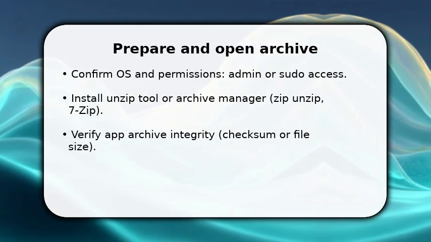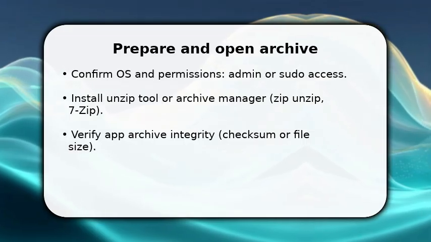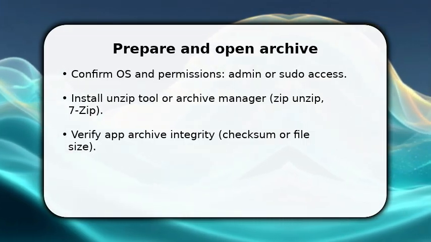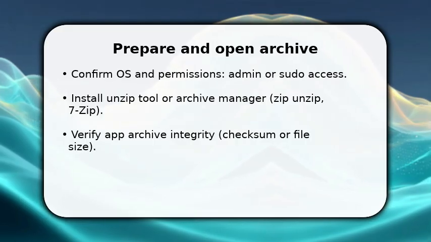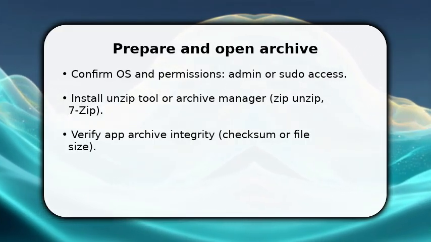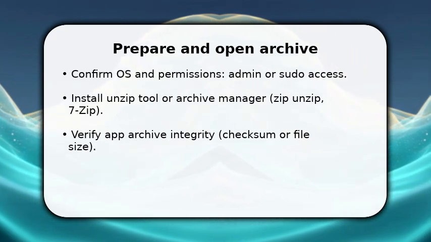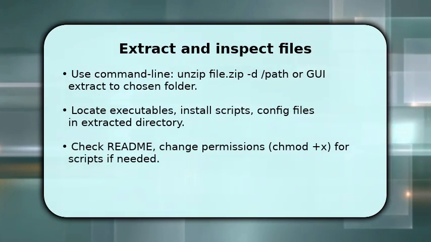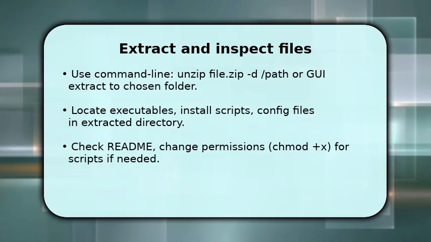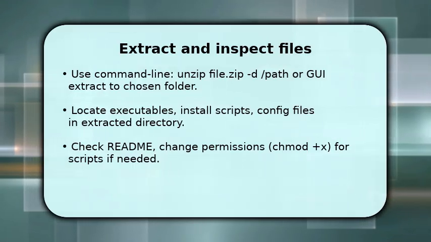You'll then choose a destination folder with enough space, because apps expand during extraction. Make sure that folder uses a clear naming convention so subsequent steps reference a stable path. You extract the archive using a command or GUI so the app structure becomes visible. This is essential because hidden files and permissions matter.